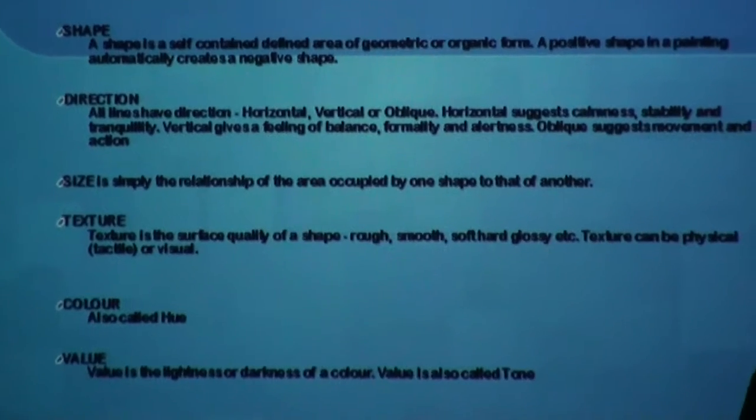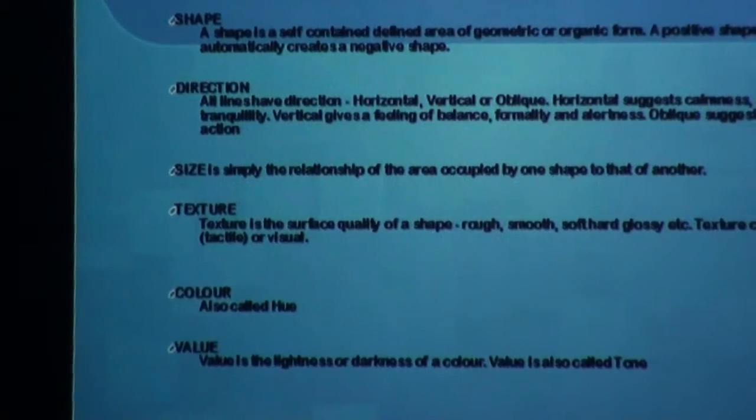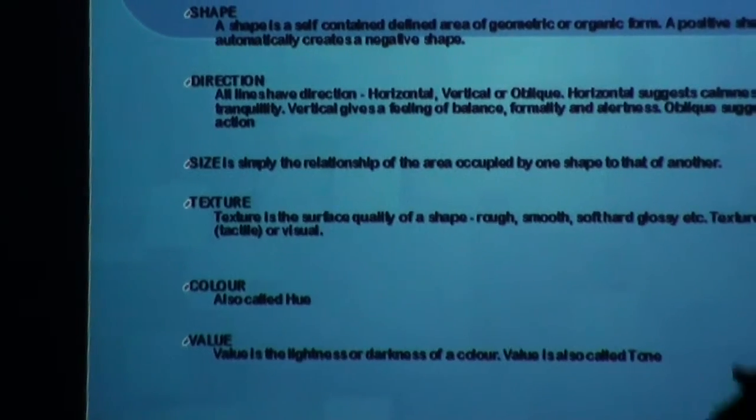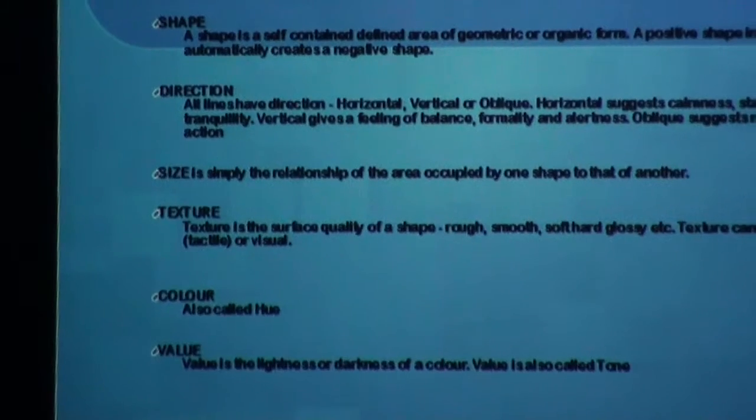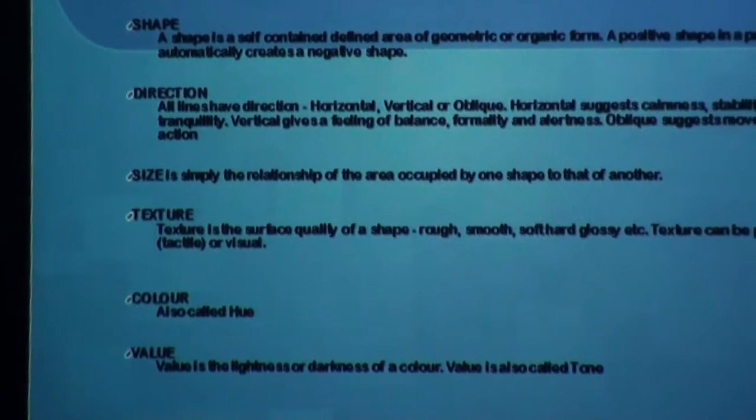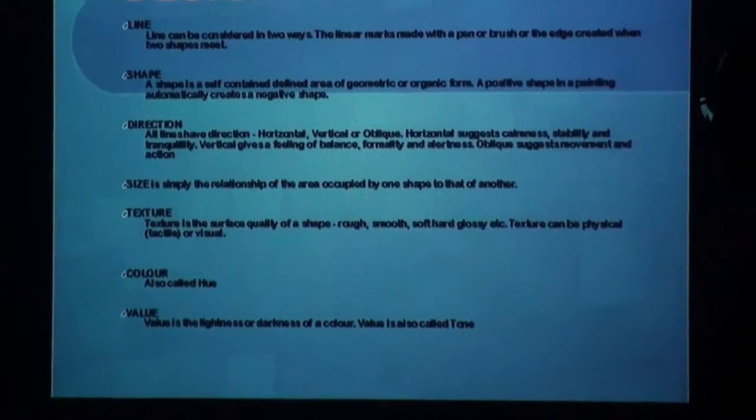Okay? Those directions: horizontal, vertical, and oblique. Horizontal suggests calmness, stability, tranquility. Vertical lines give a sense of balance, formality, and alertness. And then if you do oblique, it suggests movement and or action.